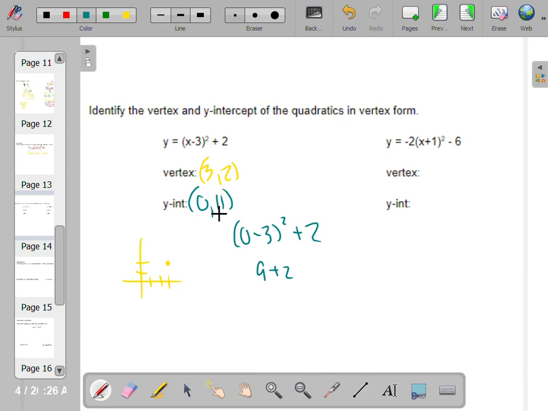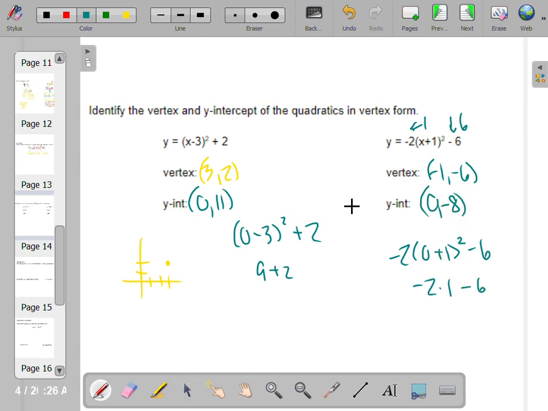The y-intercept is 11. Here, this would go left 1 and down 6. That's a left. So negative 1, negative 6 is the vertex. And if you plug in 0 here, it's a little bit more work. Negative 2 times 1 minus 6 is negative 2 minus 6. So that's 0, comma, negative 8. When you plug in 0, you can figure out the y-intercept for any function. Plug in 0 for x, you'll find the y-intercept.